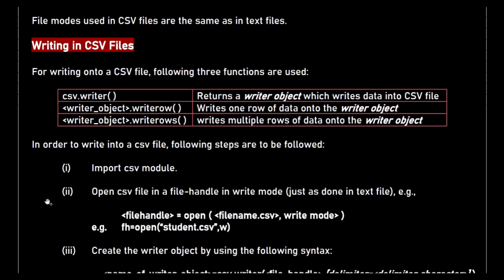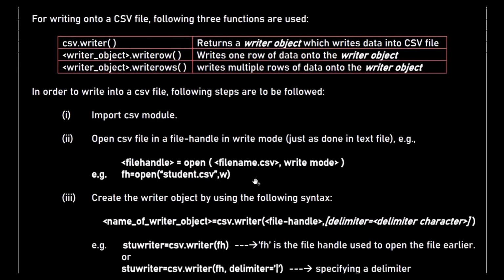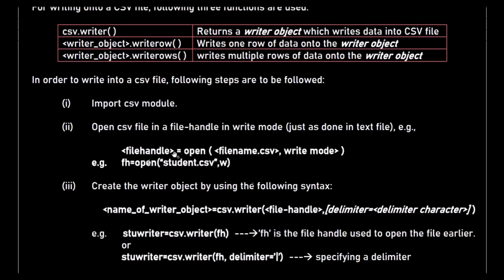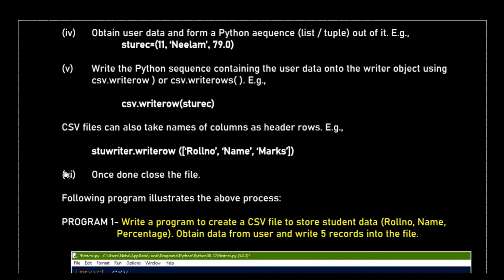Now let us look at the steps to be followed while writing into a CSV file. First of all, we will import the csv module. Then we will open the CSV file in a file handle in write mode. For that, the syntax is file handle equal to open, then filename.csv and the write mode. That is, fh, suppose, is our file handle, equal to open, name of the file, suppose it's student, then student.csv, and w, that is, we are opening in the write mode.